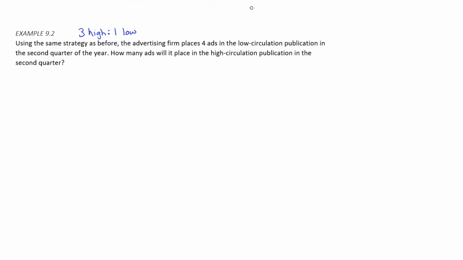Example 9.2 says, using the same strategy as before, the advertising firm places 4 ads in the low circulation publication in the second quarter of the year. How many ads will it place in the high circulation publication in the second quarter? So we still have our 3 to 1 ratio, and now we're talking about the second quarter of the year, and we're told that the firm placed 4 ads in the low circulation publication.